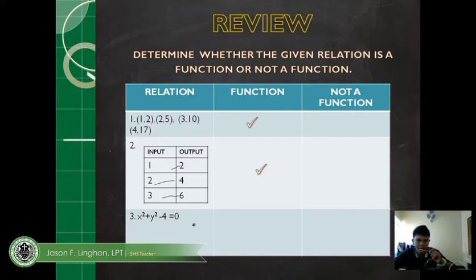Number 3, x squared plus y squared minus 4 is equal to 0. If the given equation has a square or a higher exponent on the two variables, that means it is not a function. Here, the graph of this is a circle.